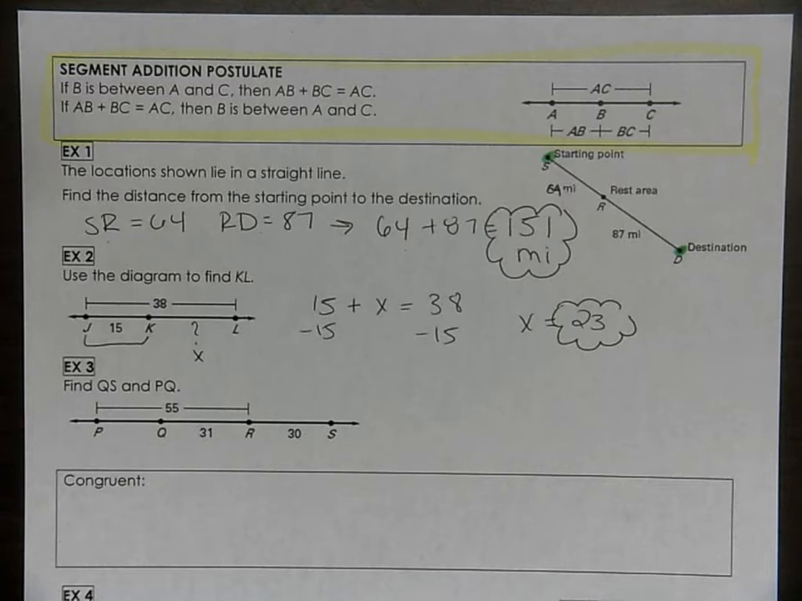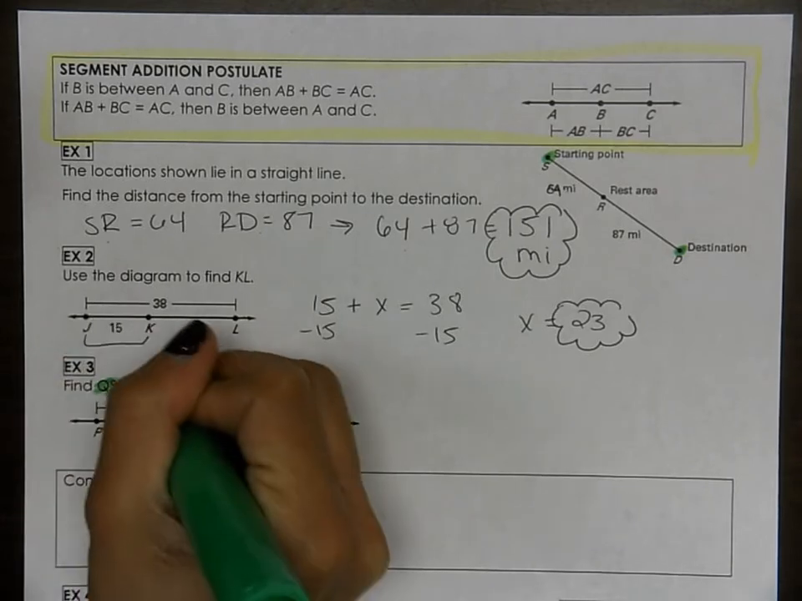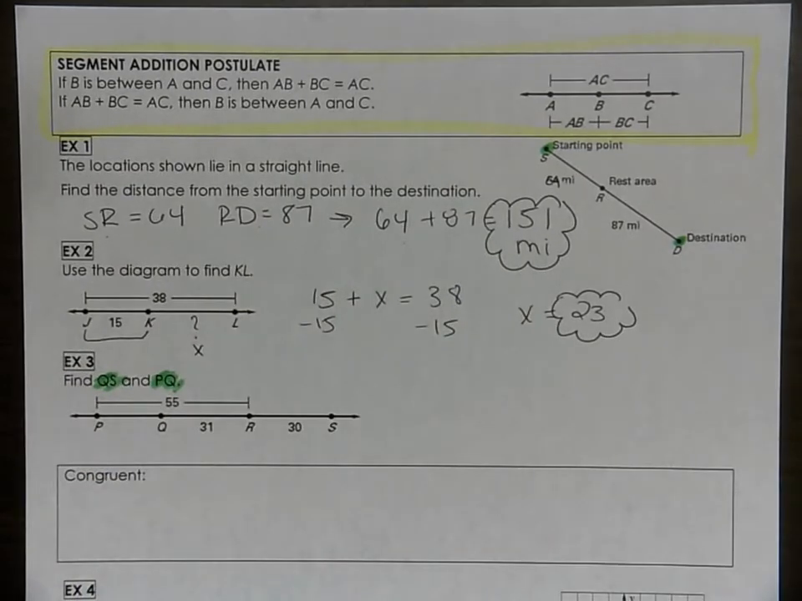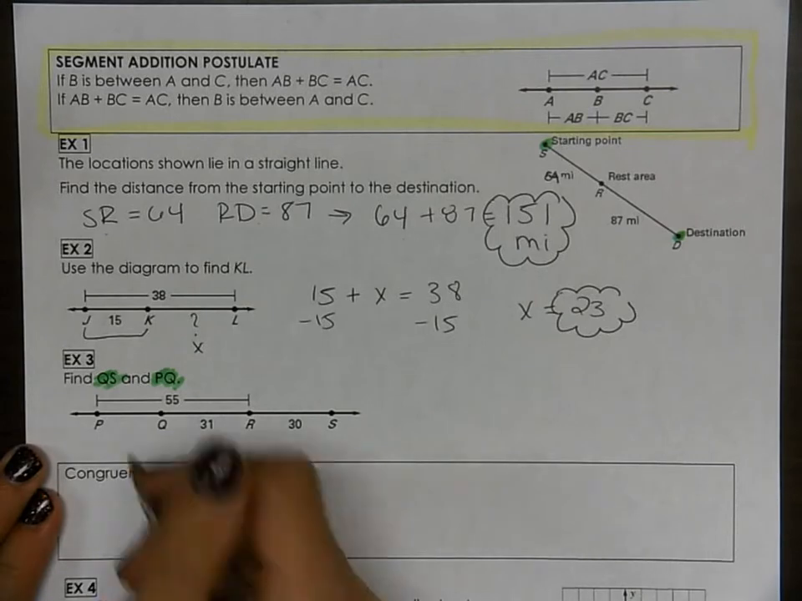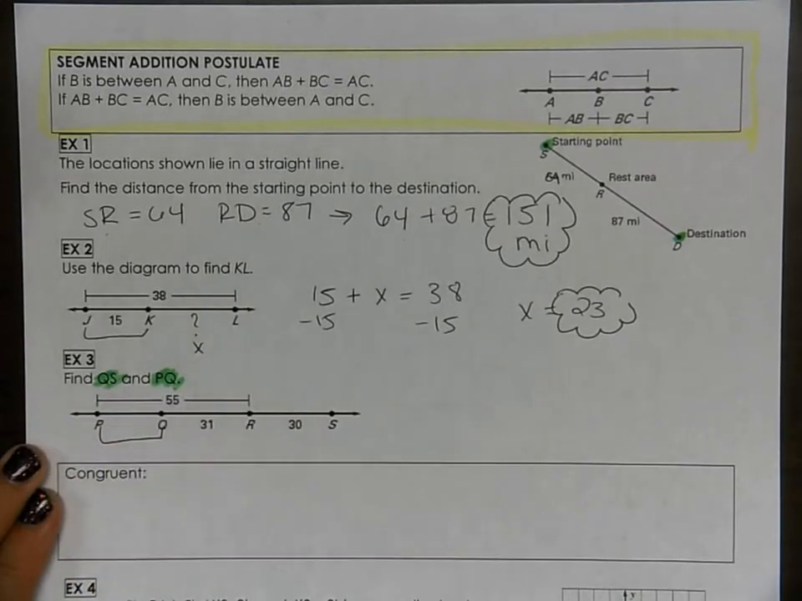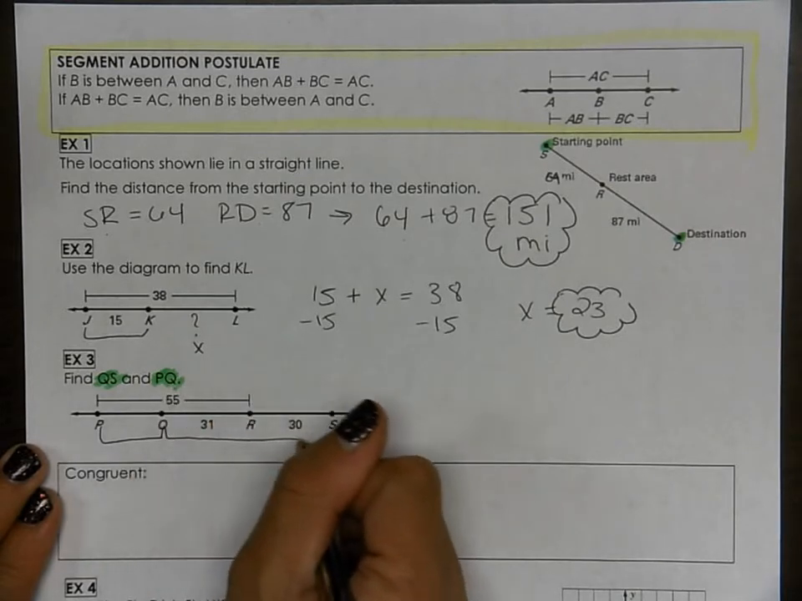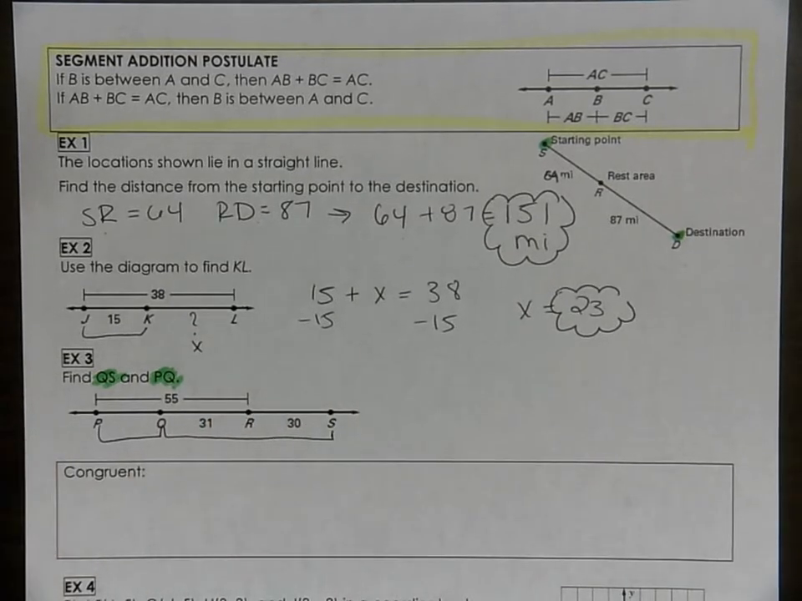Okay? And then the last example like this is going to be kind of the same approach. We're going to be looking for missing pieces here. And we'll either be adding things together or subtracting things like we did in example 2. So here we want to find two things. We want to find QS and also PQ. P to Q is this little chunk here, and Q to S is the remaining part here. I'm going to do Q to S first. I think it's a little bit easier.